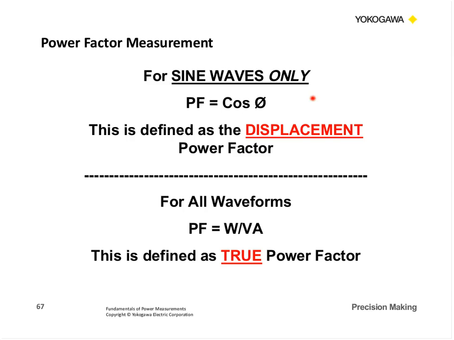But in most of our electronic world and devices that we have now, we don't have clean sine waves. So for all other waveforms, we say power factor is watts divided by VA. And this is defined as true power factor. Works on any type of waveform, sine wave or distorted waveform. It's our watts divided by VA.